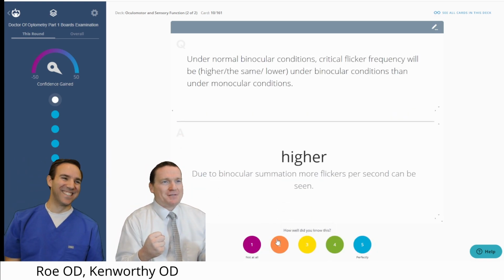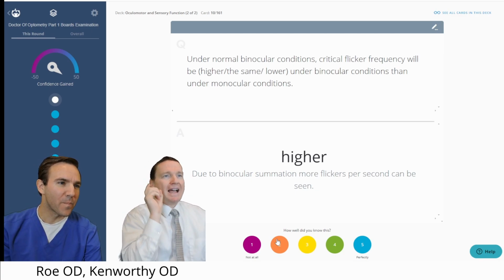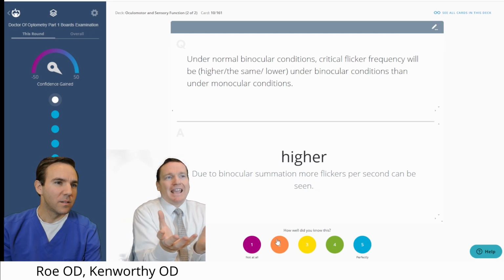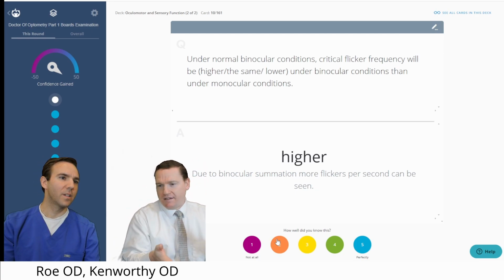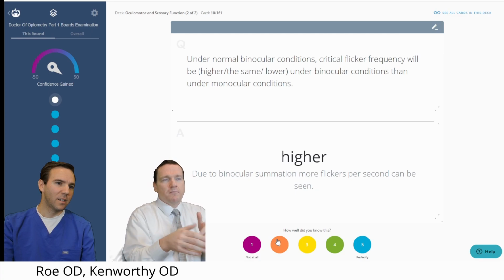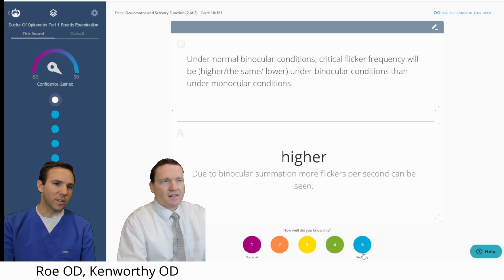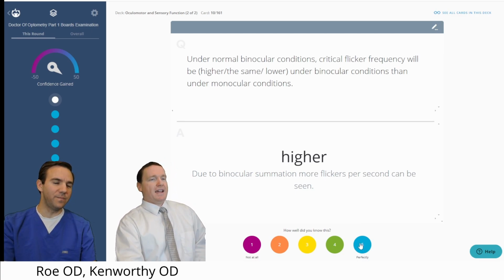Oh, that's a painful one. But I think critical flicker frequency will be higher. Both eyes together can perceive something at a higher flicker frequency. Yes. Right? Better than what a single monocular eye could. Yeah, and then that threshold level can get upset if you have an abnormal binocular condition. Okay, that's a good one.